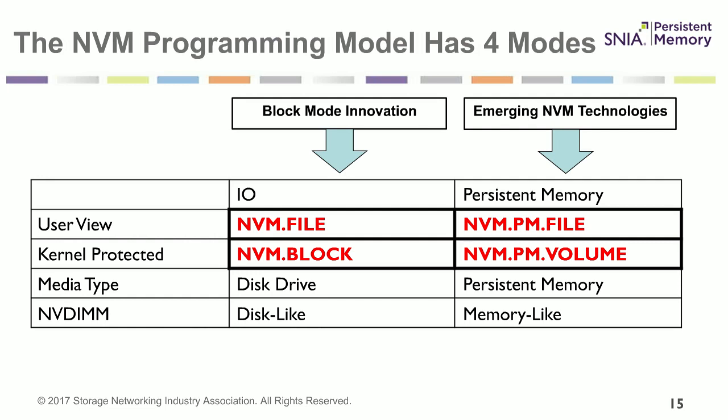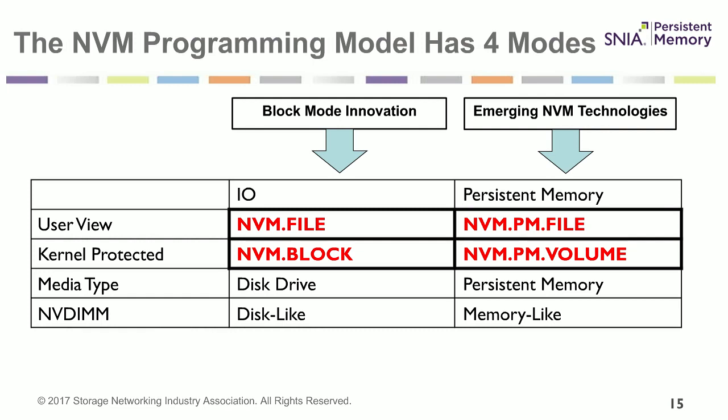So, one of the key points of the NVM programming model is that it has 4 modes of operation, as we call them. And 2 of those modes are related to block I/O, and I'll talk about that in a minute. And Rob touched on this earlier. And 2 of those modes are based on persistent memory, emerging NVM technologies, which we should really call persistent memory. And I've highlighted those 4 different modes in red, using the same nomenclature that we use in the programming model.